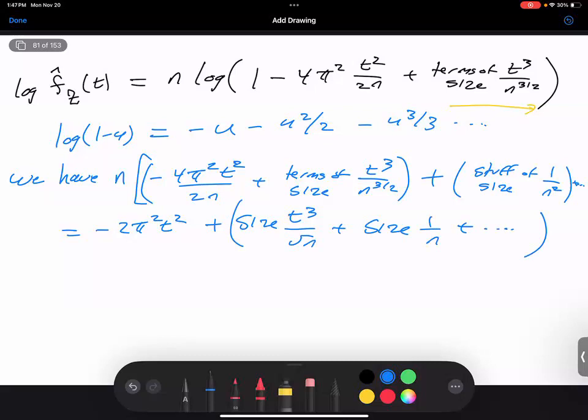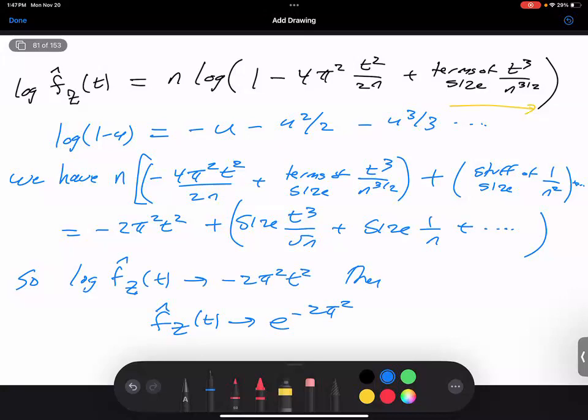And this is where I'm being a little bit careless in terms of our analysis, but all of this stuff doesn't really matter. The whole point is, as long as all these sums converge, t is a fixed number. As n is getting larger and larger, all of this other stuff is just going to go to 0. And so we're going to be left with negative 2 pi squared t squared. So if the log of f hat of z of t goes to negative 2 pi squared t squared, then f z of t hat is going to go to e to the negative 2 pi squared t squared.